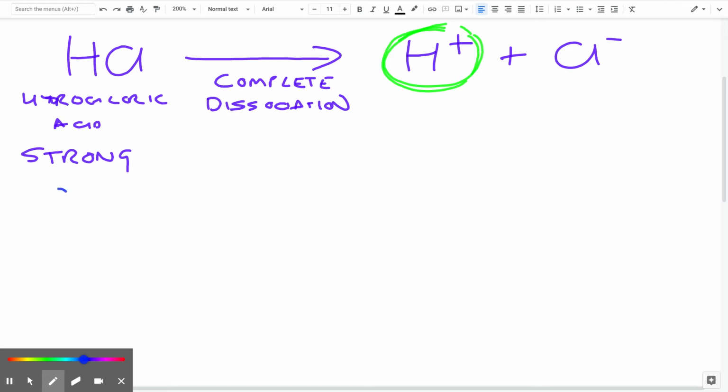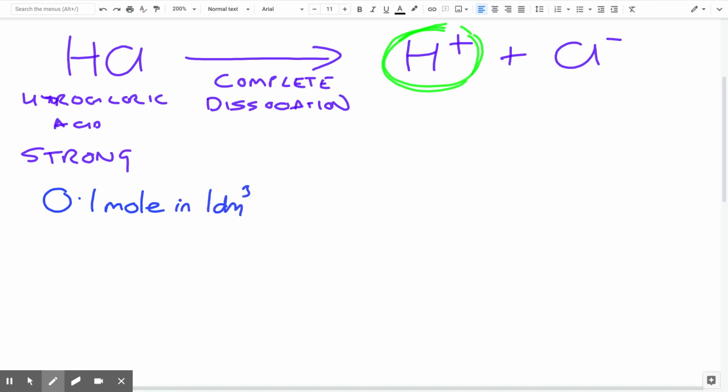If we are using a 0.1 molar solution, by that what we mean is if we take 0.1 moles of HCl and we dissolve that into 1 litre of solution, we get a 0.1 molar solution. That will give us complete dissociation and will produce 0.1 moles for every litre of hydrogen ions. That will give us a pH of 1. There's a numerical calculation which you can look for, which allows us to do this.